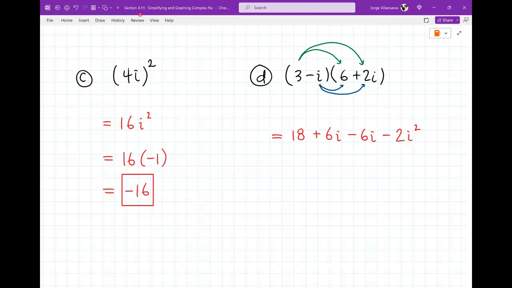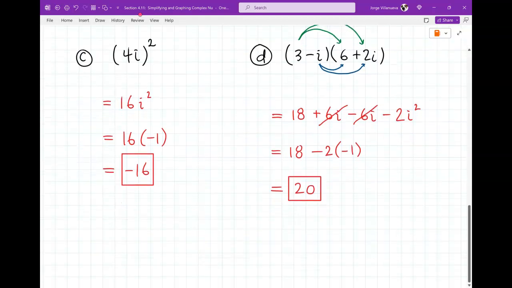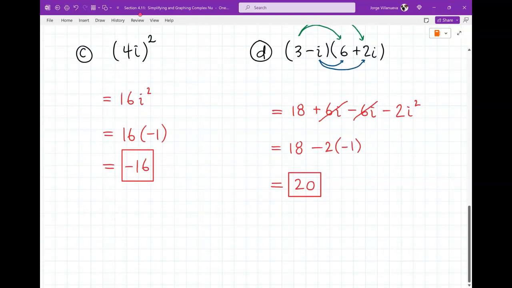Right? So notice 6i minus 6i is going to cancel, right? This is going to actually cancel out. And then I have 18 minus 2 times negative 1, right? Because i squared is just negative 1. So that's really a plus 2. So 18 plus 2, that's 20. And there we go. Any questions on these two? All right. So that's part D. Let's go to another one.